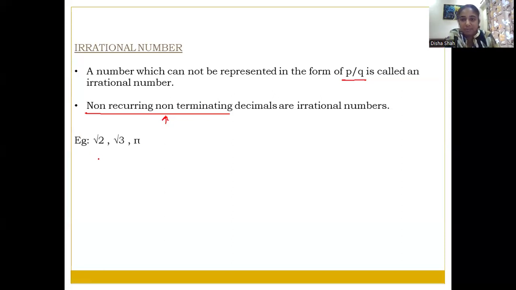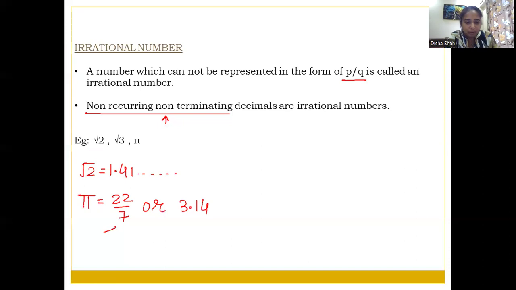So some examples of irrational numbers are √2, √3, pi. जैसे √2 को आप कोई फ्रैक्शन में नहीं लिख सकते. √2 की वैल्यू 1.41 और बहुत कुछ आगे लिखा है. This cannot be written in the form of fraction. Similarly pi. अभी देखो, पाई की वैल्यू तो हमें पता है 22/7 है और we can say it is 3.14. So here you can see that 22/7 is a rational number, right, because इसको हमने एक फ्रैक्शन में लिख दिया है. Similarly, 3.14 को we can write as 314/100, which is also a rational number.